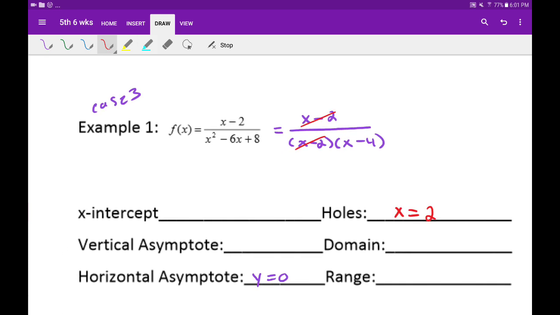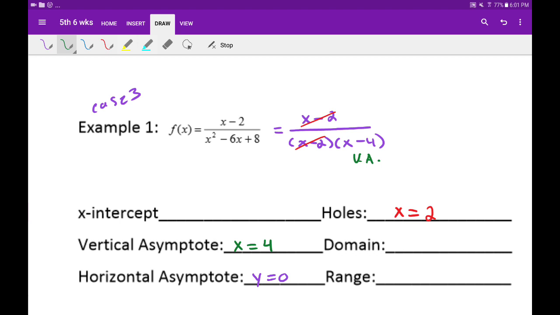All right, so the next thing we're going to do is vertical asymptotes, and that is the leftover one. Vertical asymptotes only happen in the denominator. So that's going to be x equals a positive 4. Okay, remember we changed the sign very much like h in the simple rational functions.